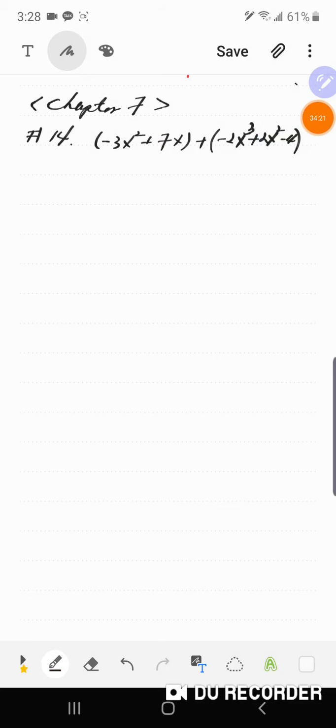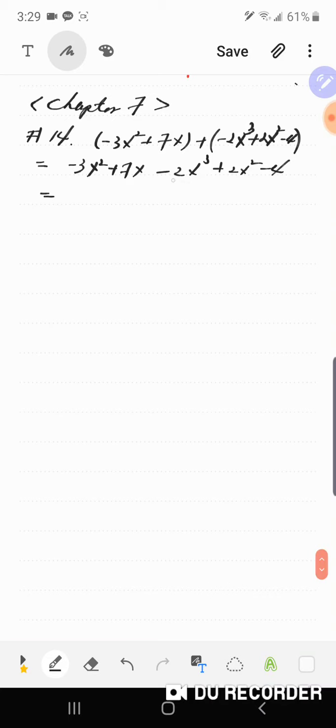Okay, let's add these two polynomials. When we add two polynomials, we have to get rid of the parentheses. In this case, we can just remove the parentheses. So 3x squared plus 7x, then we have negative 2x cubed plus 2x squared minus 4. And then combine the like terms.